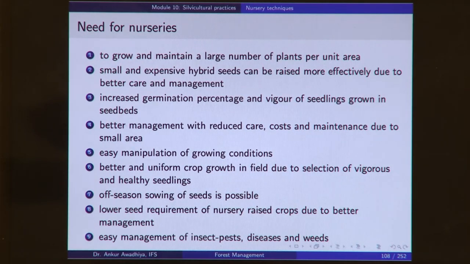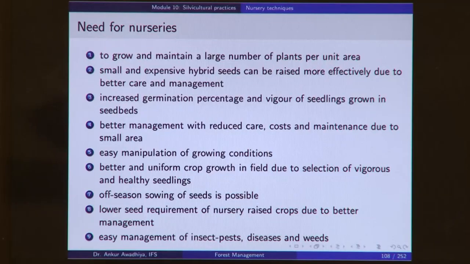Now, because in a nursery the plants get the most optimum conditions, they put up a very fast growth, and once they have become hardy enough to put them out in the field, then in the field as well, they will be showing a very fast growth. So the vigor is much better when we talk about plants that are raised in the nurseries. Better management with reduced care, cost and maintenance due to small area.